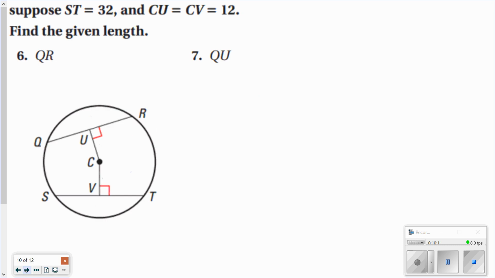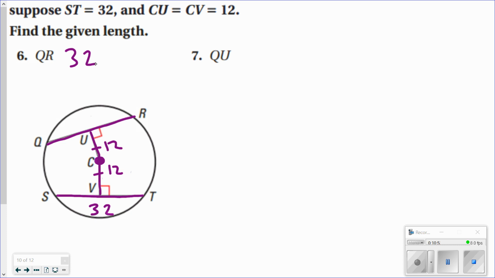Suppose ST is equal to 32, so let's draw that out. ST is equal to 32. And CU and CV, they're the same, and they equal 12. We want to find the given lengths. So first off, what is the length of QR? If QR and ST are the same distance away from C, that means that they're congruent. So that means that QR is also going to equal 32.